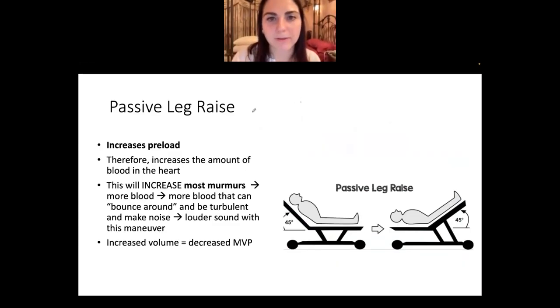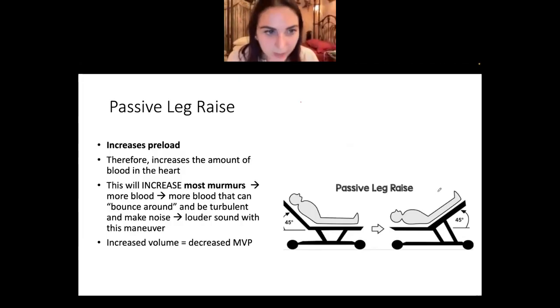And again, we'll talk about MVP on its own. It's tricky. But just know MVP pretty much does the opposite of what you expect, which is great. Passive leg raise. So passive leg raise is literally this: you just raise the patient's legs. And the idea behind this, remember, is you're trying to get that pooled blood in the veins to the head.